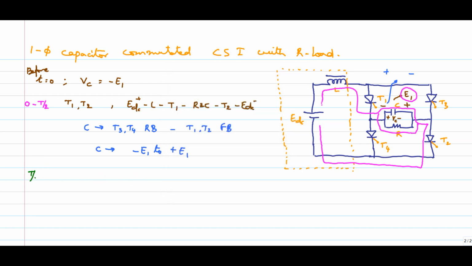Now let me go ahead with T by 2 to T. So what will happen? For coming to T by 2 to T, the capacitor is charged to plus E1. So because of that capacitor, T1, T2 become reverse biased and T3, T4 become forward biased. Now I am giving the firing pulses to T3 and T4 so that the current direction will be EDC plus, inductor, T3, T4, back to EDC minus. So this is the direction, you can see.